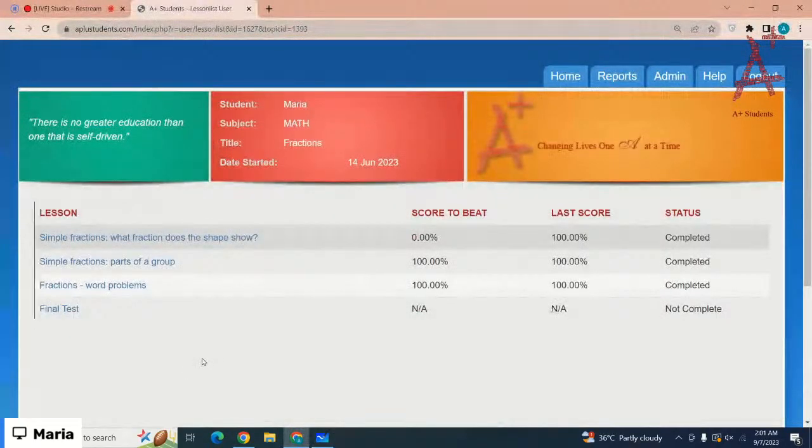So I am on grade 1 math. The chapter we're working on is fractions. Let's just start with the first lesson, that is simple fractions: what fraction does the shape show?